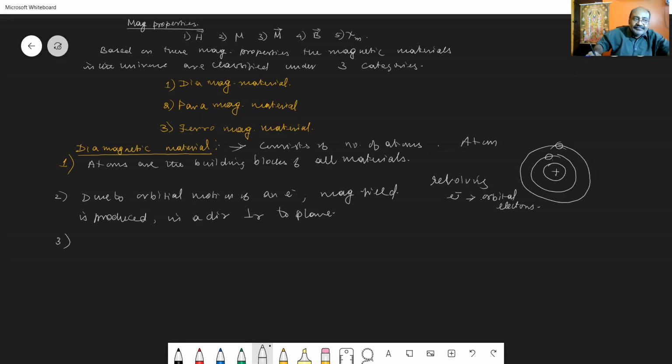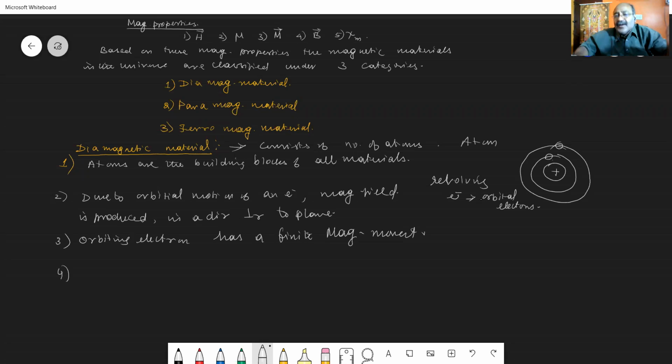Okay, then the third one. See, the electron which is revolving in that orbit, called the orbiting electron, will develop a magnetic moment. So the orbiting electron has a finite magnetic moment. When you are considering all the orbiting electrons, each will have a finite magnetic moment, but oriented in different directions.